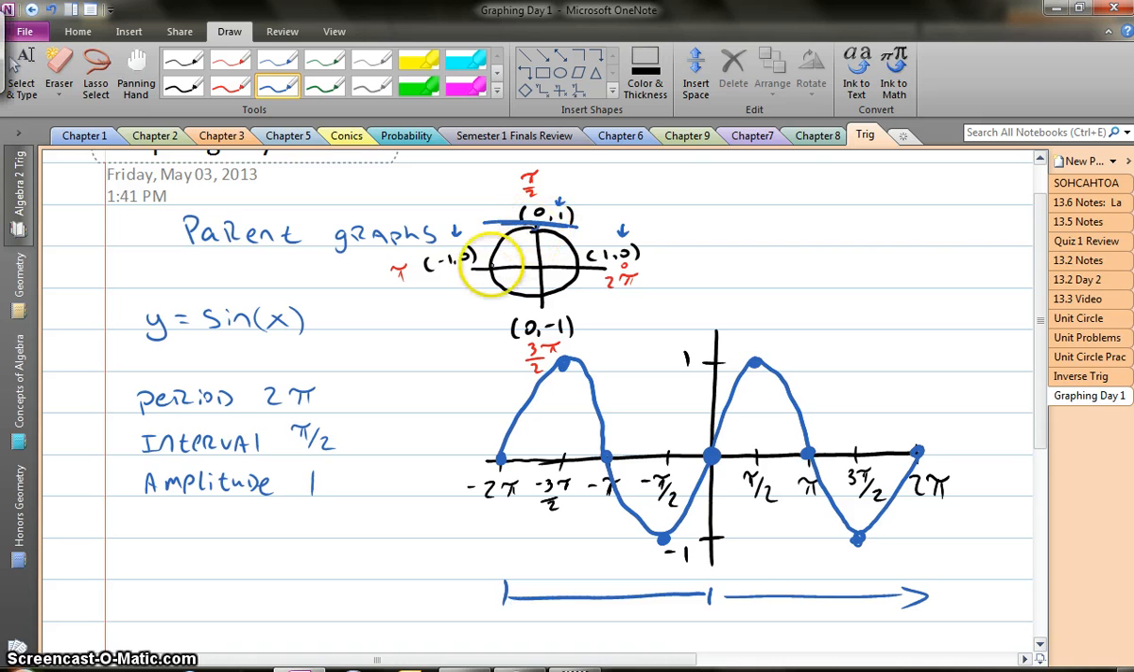And we have 4 tick marks. We had 4 checkpoints. So to find your interval, you could always take your period and divide it by 4, and that'll give you your check marks.